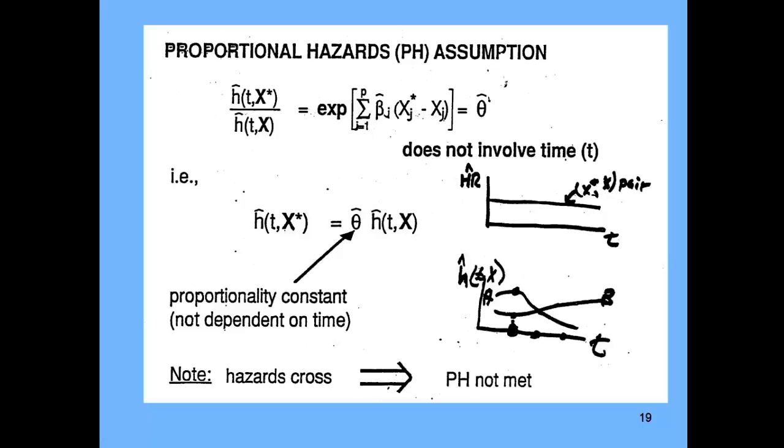Another way of saying that is if the hazard ratio is equal to a constant that doesn't depend upon time, then you could write one hazard as some constant that doesn't depend upon time times the other hazard. And that means you can get one hazard from the other, and this theta hat here is what's often called the proportionality constant. When talking about the proportional hazard assumption, you're saying the hazards are proportional. You can get one from the other by multiplying it by a constant that has nothing to do with time.